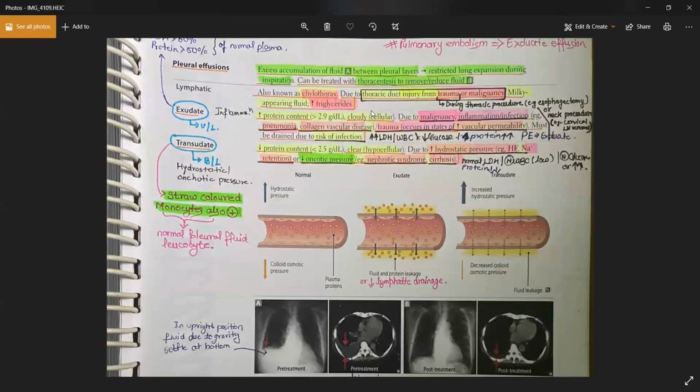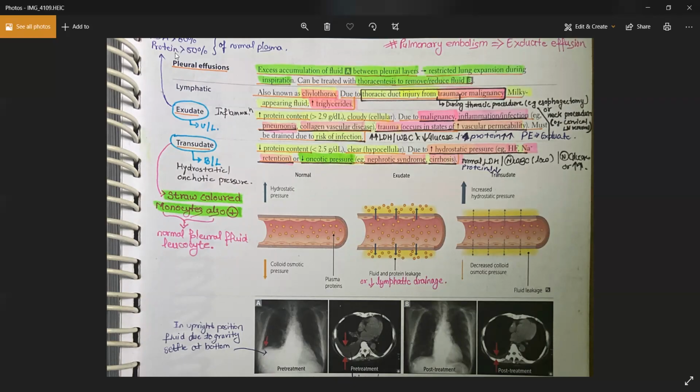Okay, now you have the pleural effusion. That means you have more fluid in the pleurae. If you have more fluid in the pleurae, that can again lead to atelectasis, right? The other thing is, whenever you encounter a patient having a pleural effusion, this pleural effusion will prevent the expansion of your lungs, right?